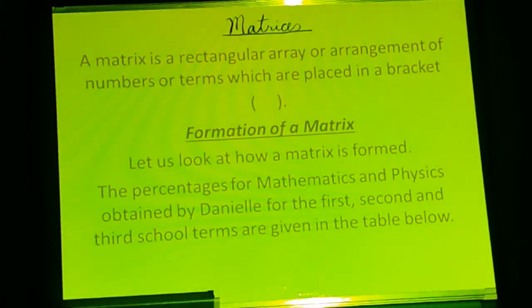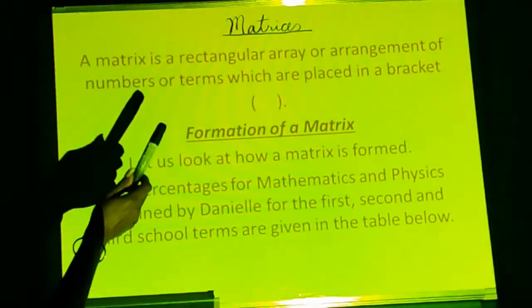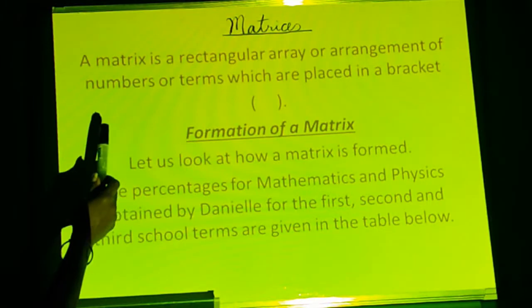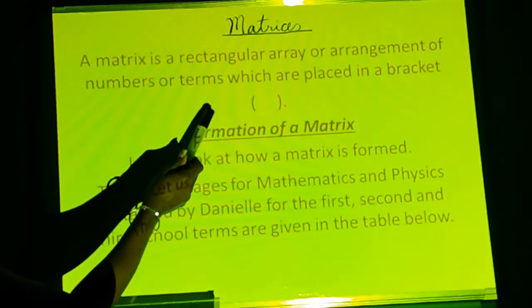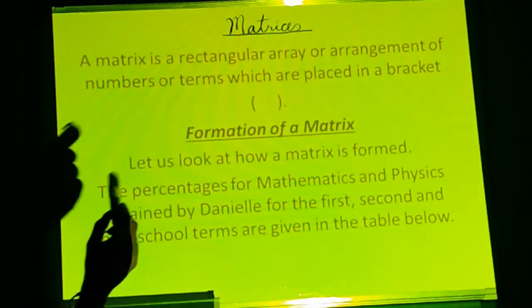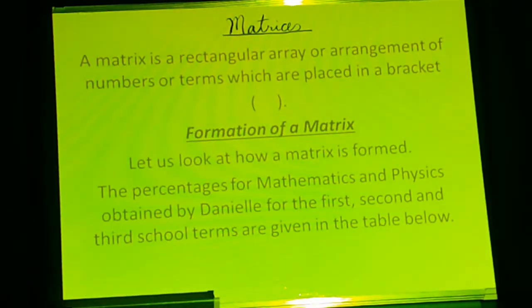What is a matrix? It's important for you to know the definition of terms before you even start working the question. A matrix is a rectangular array or arrangement of numbers or terms which are placed in a bracket. So once you hear the word matrix, you must think brackets.